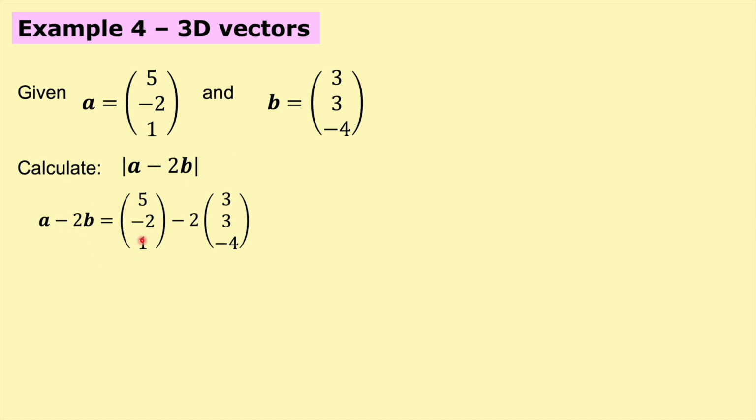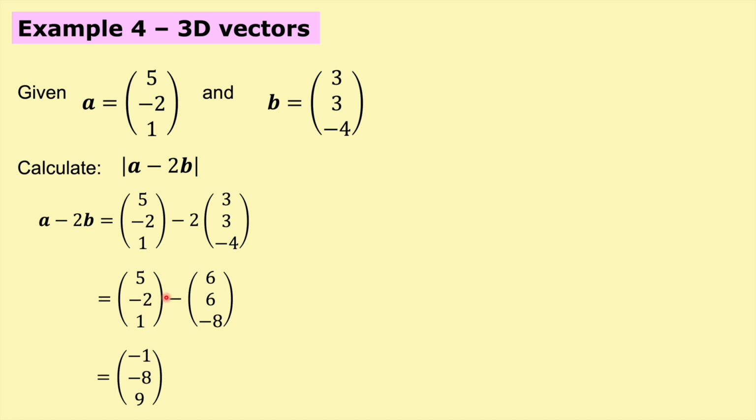So A subtract 2B is vector A. We don't need to multiply that by anything because it's just on its own. Subtract 2 times vector B, and this is how we write that out. So our next line, vector A stays the same because we've not multiplied it by anything. 2 times 3 is 6, 6 again, and then 2 times negative 4 is negative 8. And then we can subtract them. So 5 subtract 6 is negative 1, negative 2 subtract 6 is negative 8, and then 1 subtract negative 8 is positive 9. So we've now got this 3D column vector for A subtract 2B.